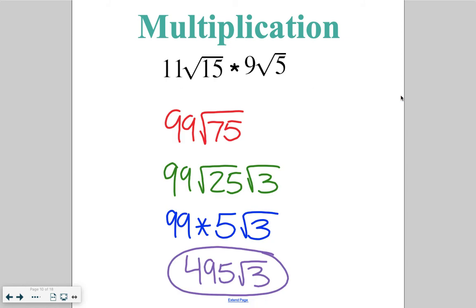So we end up with 99 square root of 75. That can be simplified, breaking it down into 25 and 3, giving us a final answer of 495 square root of 3.